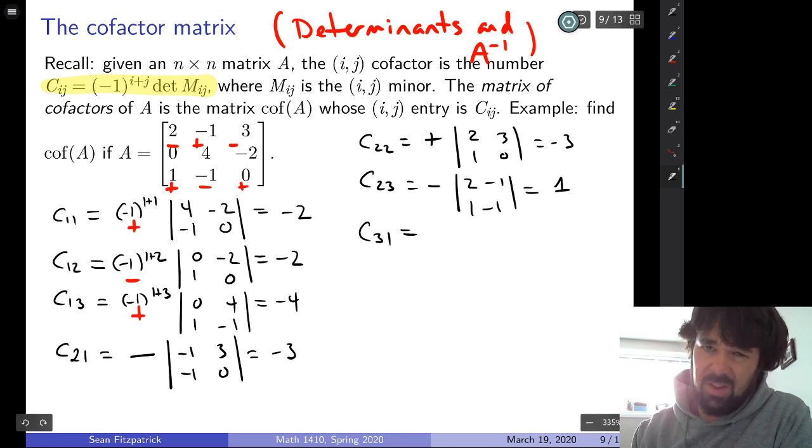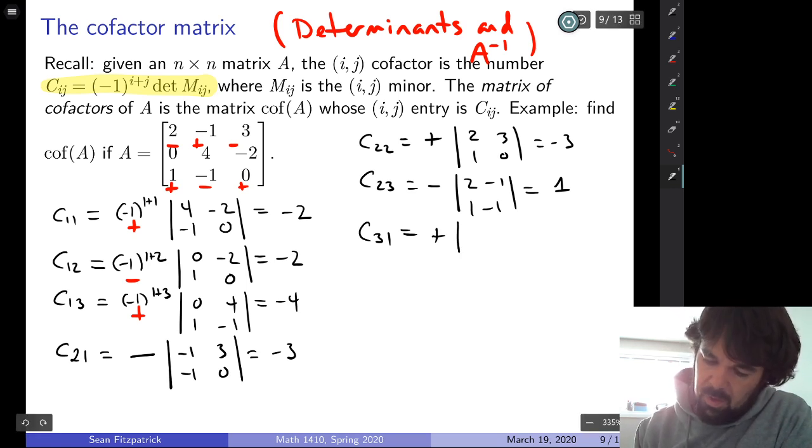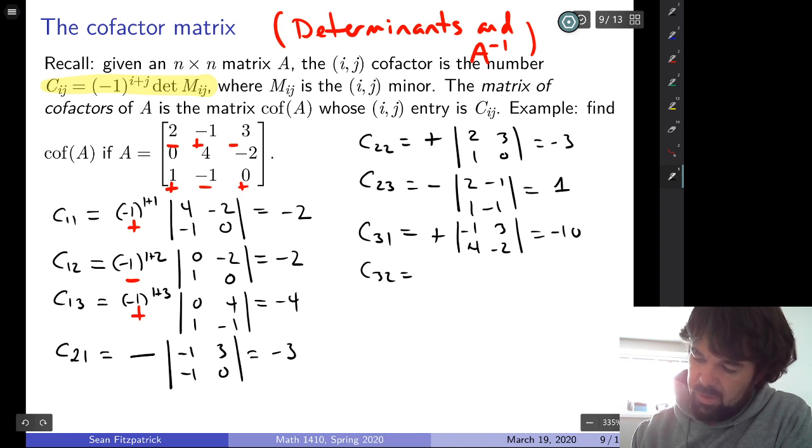Let me do row 3 a little bit faster because this gets kind of boring, right? 3, 1. Plus sign. We want to delete now row 3, column 1. That gives me these. Minus 1, 3, 4, minus 2. Okay, so 2 minus 12, I get minus 10. 3, 2, minus sign out front. 2, 0, 3, minus 2. That's these and these because we're deleting that stuff. And so I get minus 4, minus sign out front, 4. One more, plus sign.